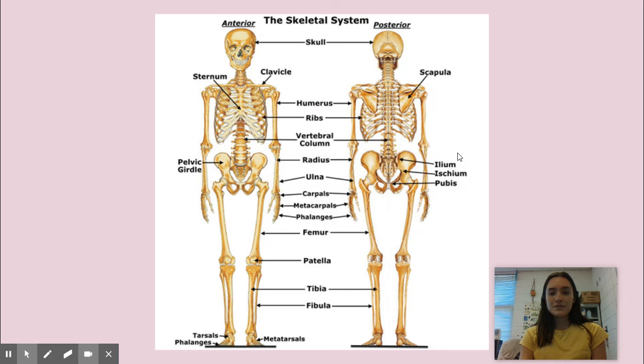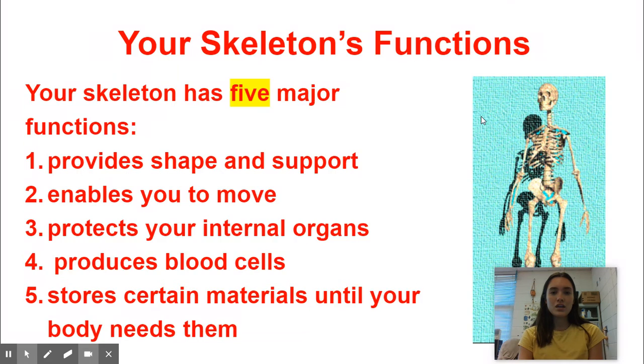All right, now we're on to the muscular system, but we're going to go over that in the next video. The things you need to remember are the functions of the skeletal system. I'm going to say those one more time. Provide shape and support, so you're not like a jellyfish. Enables you to move, so it works with the muscles to enable you to move. Protects your internal organs, as you can see here, especially. Within your bone, you produce blood cells, and you store certain materials, specifically calcium, until your body needs them.